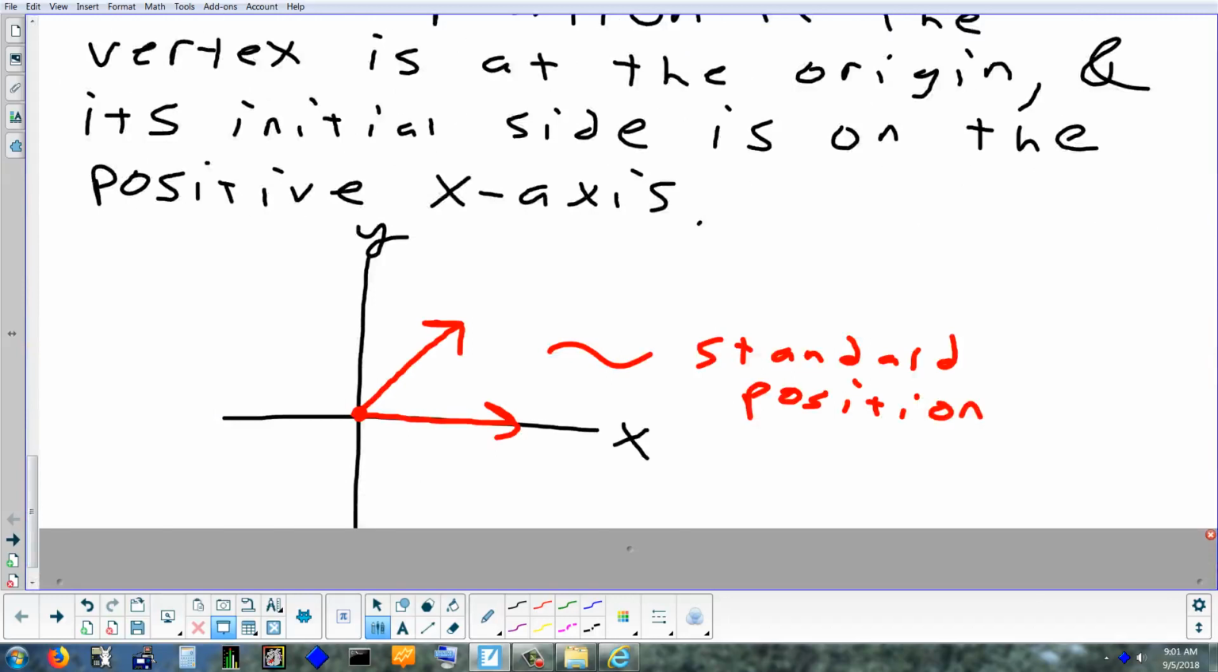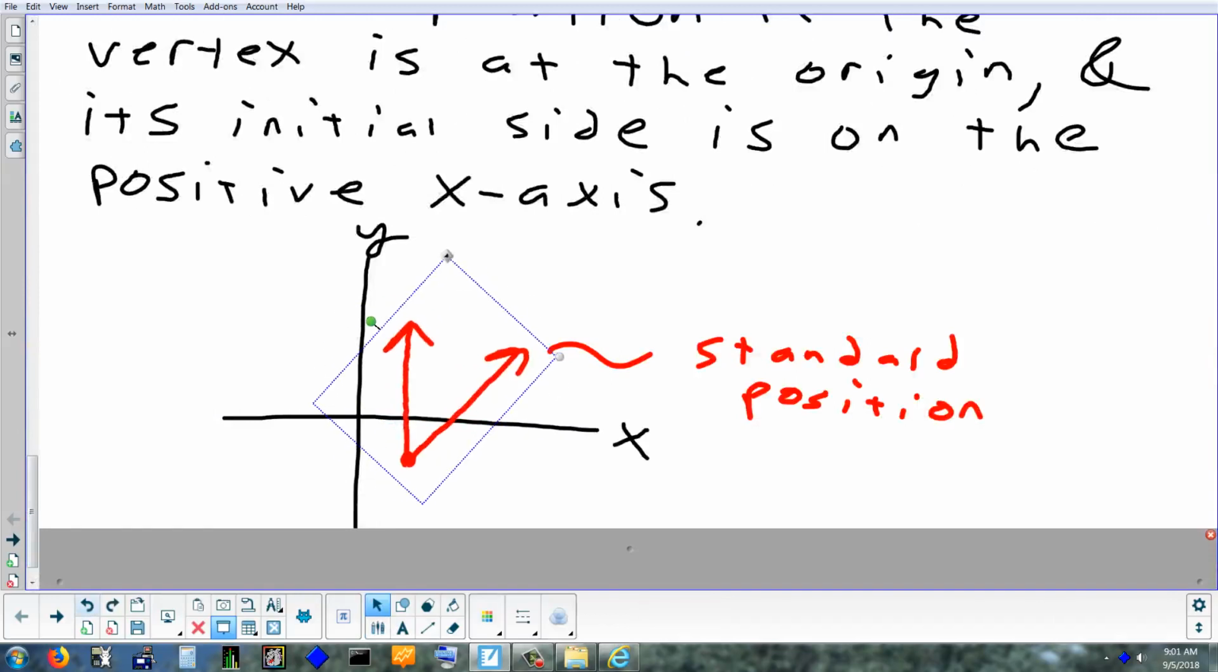Okay, there's just another angle in standard position. What if I did that? Is that angle in standard position? No. Why not? The initial side is on the positive x-axis. It's not the origin. The vertex is not at the origin. Okay, so that's no good.